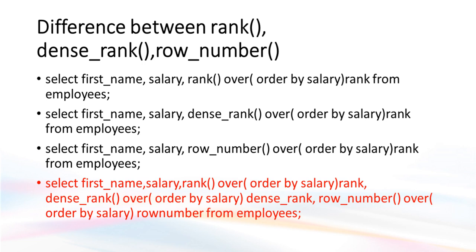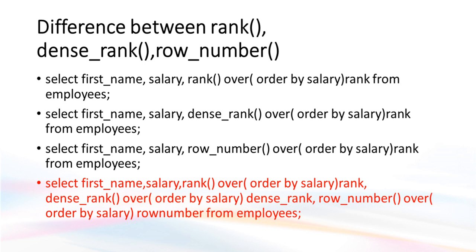And the second query is select first name, salary, dense_rank over order by salary, rank from employees. This is the same query, but I have used dense_rank. And the same query, instead of dense_rank, I have used row_number. This is another method we have. And what is the difference between these three methods? So let us write one query, and in this query I will use all three methods, and then you can see the difference. I'll print all these values in multiple columns.